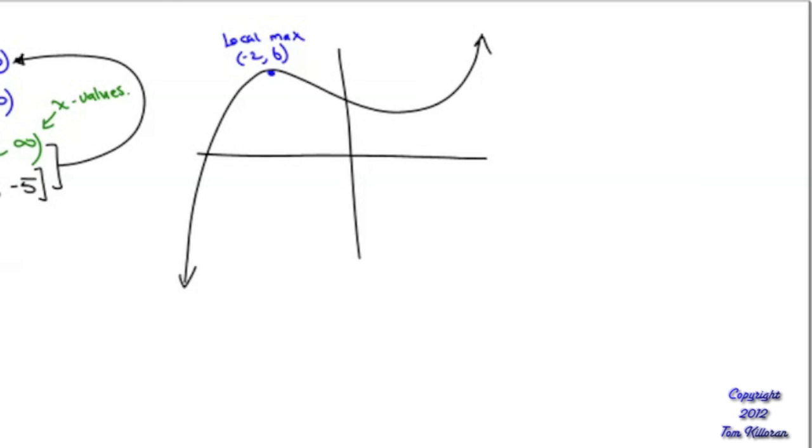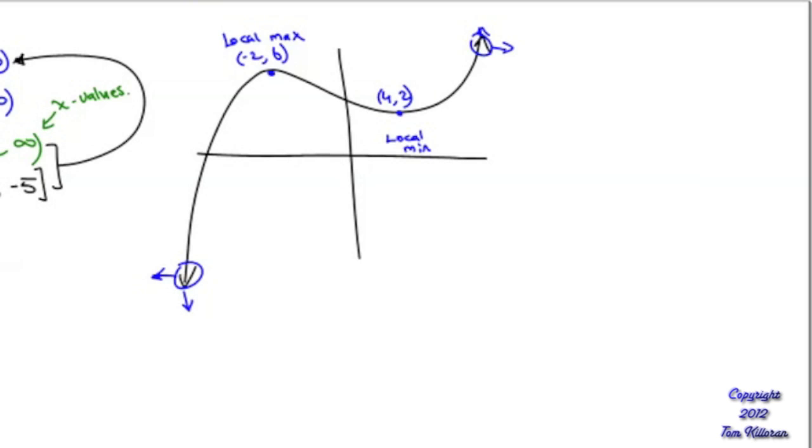Do we have any other special points? We have a local minimum over here. So we're going to call it local min. Where does it happen? 4, 2. So this is the coordinate 4, 2. And then, of course, we have our arrows, which are going down and to the left, and going up and to the right. Okay. That's really all we need to know about this picture.